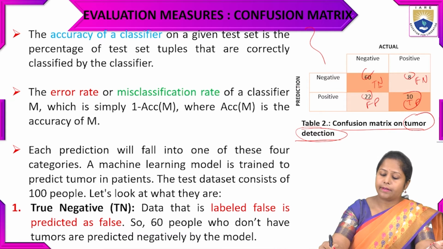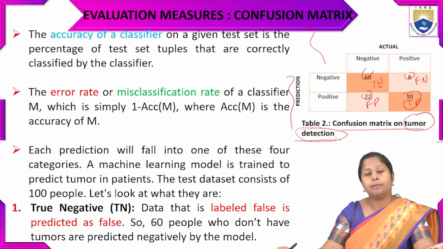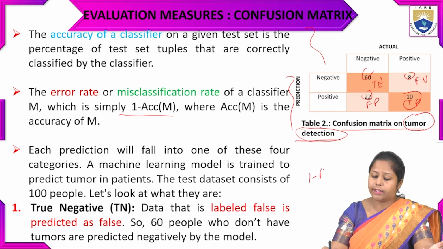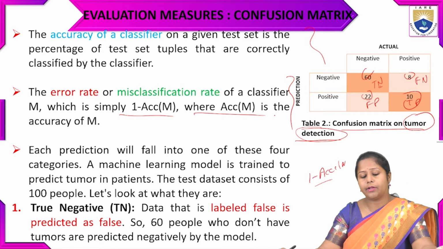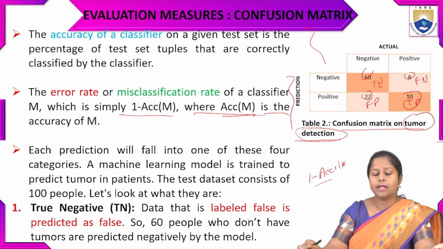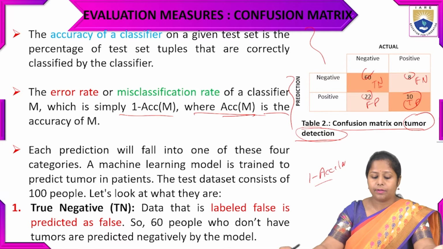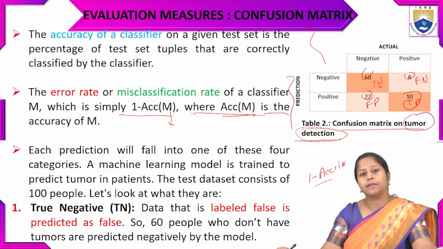The error rate, also called the misclassification rate, of the classifier is 1 minus ACC(M), where ACC(M) is the accuracy of M. That is the error rate actually. M stands for misclassification.